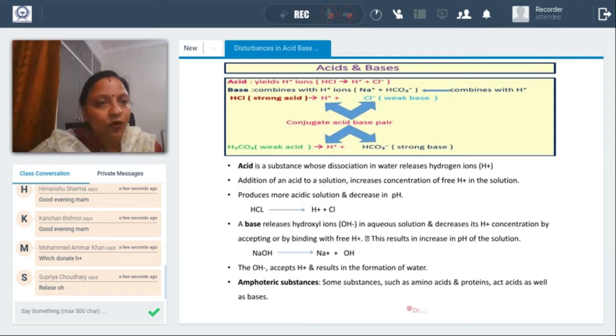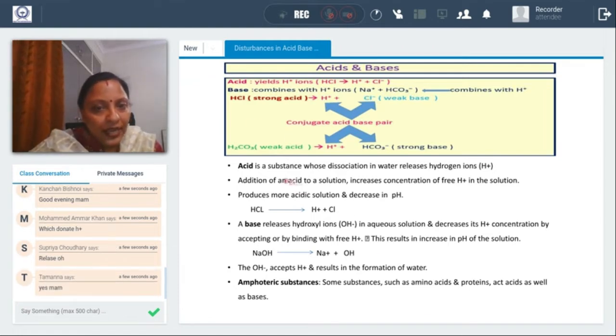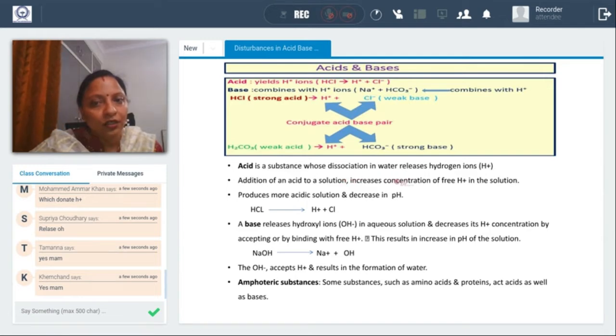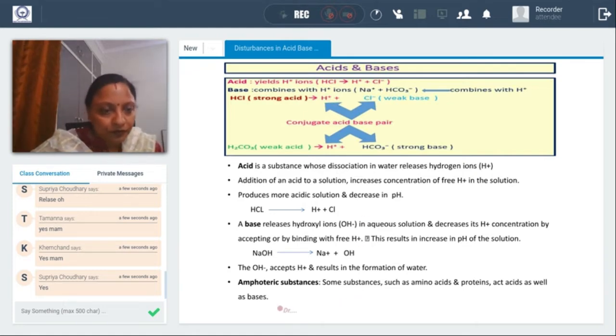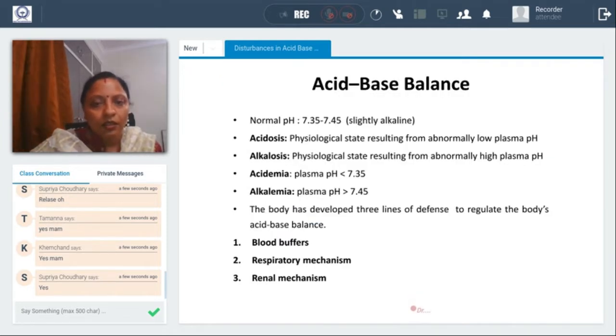So is it clear to all of you? What is an acid? What is a base? Please add in the box. Is it clear? So the important definition is: acid is a substance whose dissociation in water releases hydrogen ions, and base releases hydroxyl ions and also decreases its H plus concentration by accepting or binding with free H plus, means combines with hydrogen ions. Okay, now we will come to the next slide.